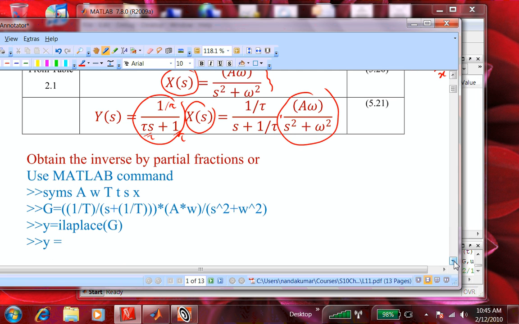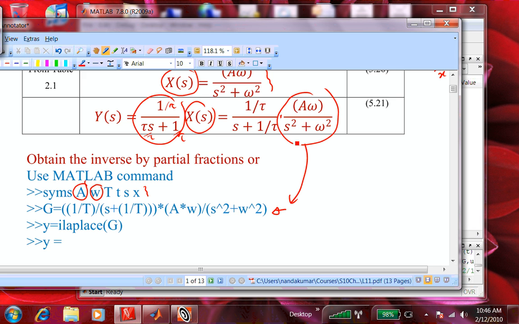Okay, so how are we going to do this in MATLAB? I've just given you the MATLAB command. First, define the symbols. There are a few extra symbols in this particular case, particularly the amplitude A and the frequency omega. I call it W in MATLAB. And then I introduce something called capital T, which is 1 over tau. T is tau. And then time is lowercase t, and S is the Laplace variable, and X is the input variable. So this statement simply copies the particular function. You can see 1 over tau divided by S plus 1 over tau multiplied by A W divided by S square plus omega square.